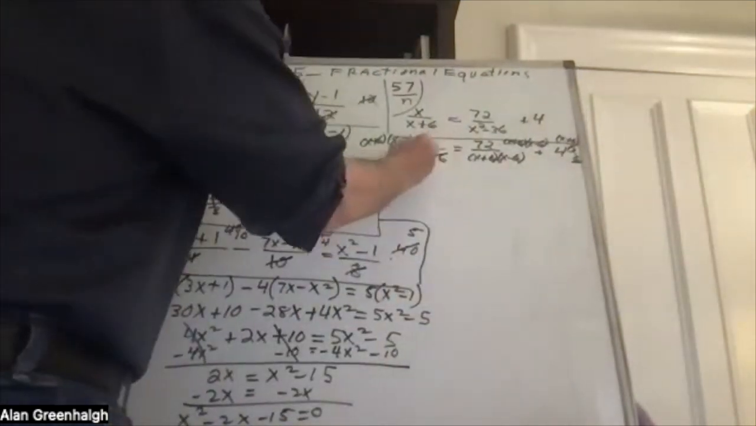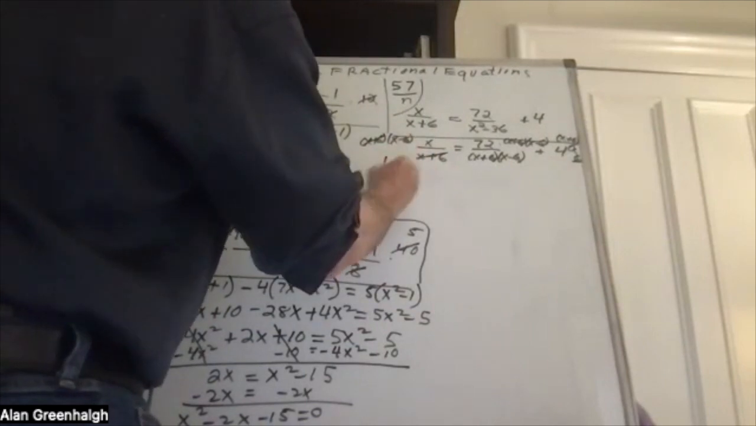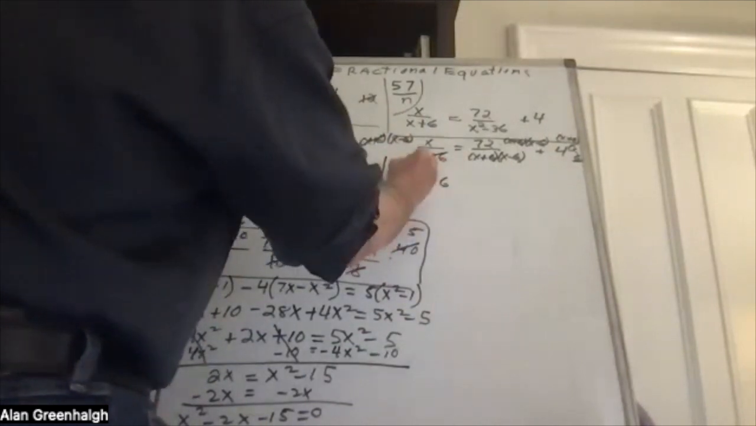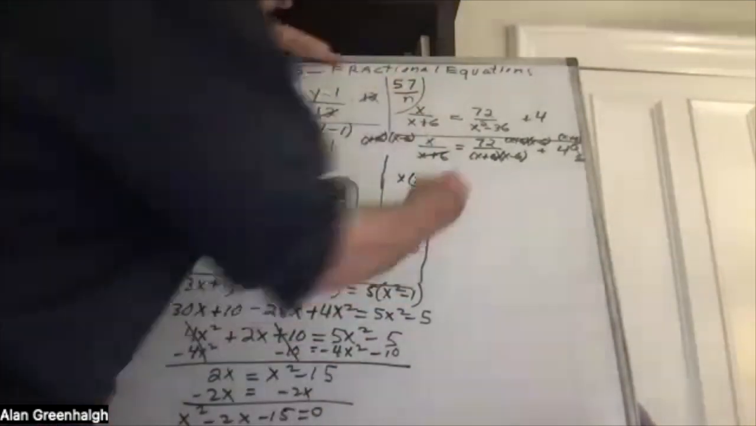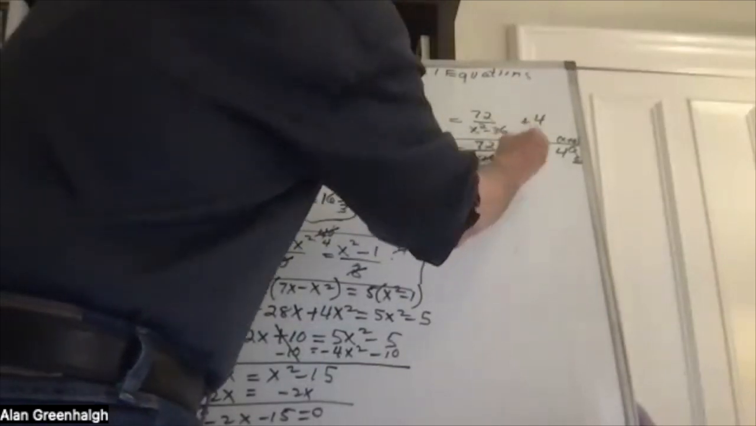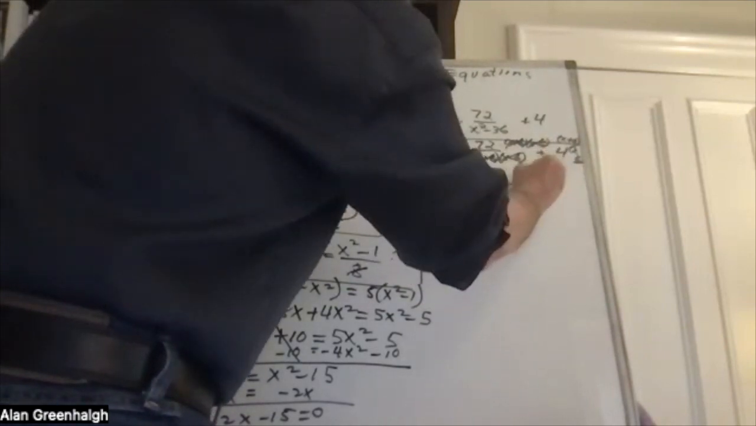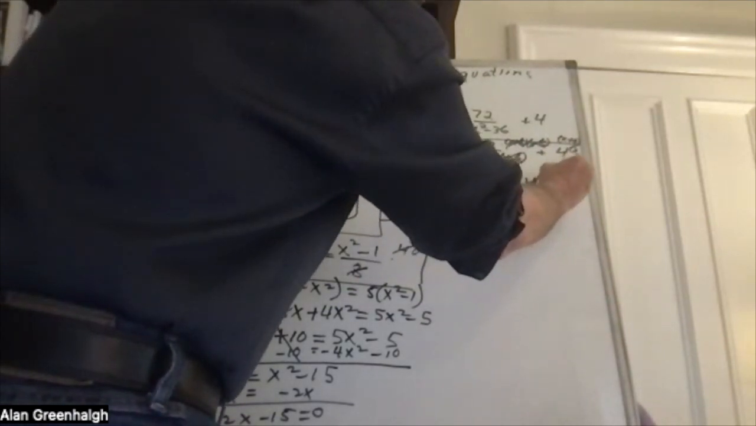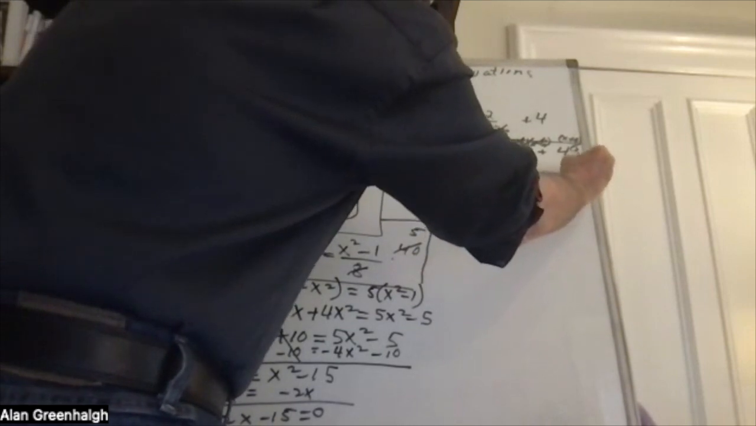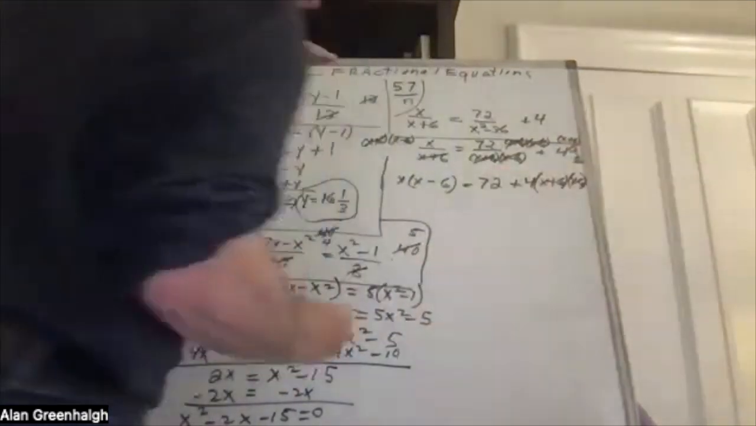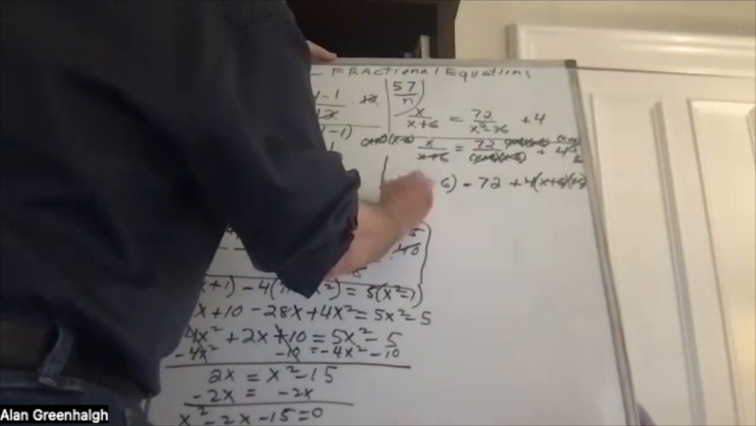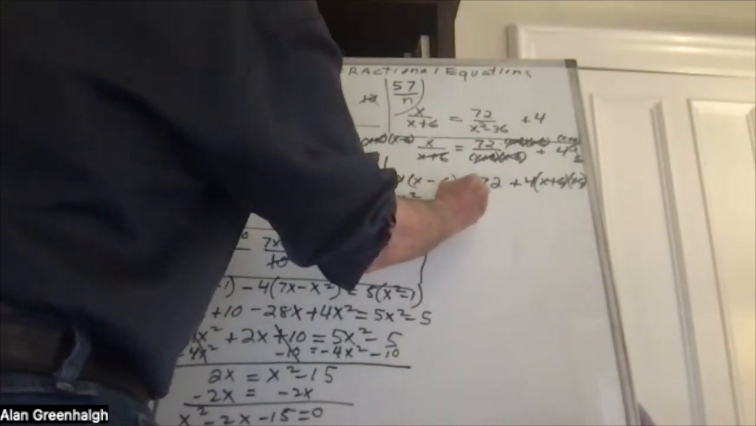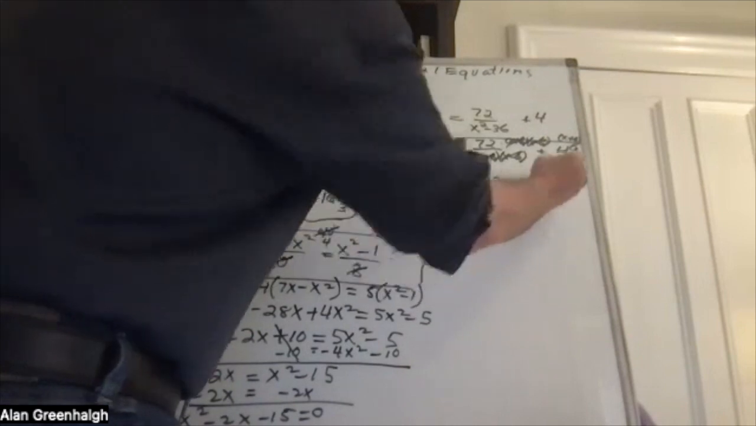Okay, so this cancels out with that, and we're left with x minus 6 times x. Don't forget the x. So x times x minus 6 equals, both of these drop out, 72 plus 4 times x plus 6 times x minus 6. Let's multiply out. So here we get x squared minus 6x equals 72 plus, now let's keep this back.